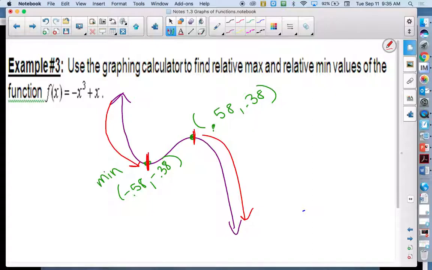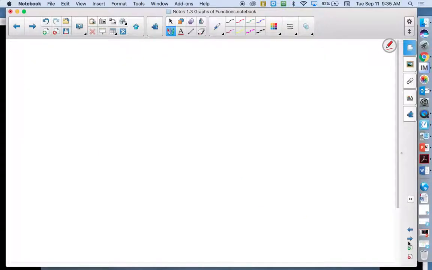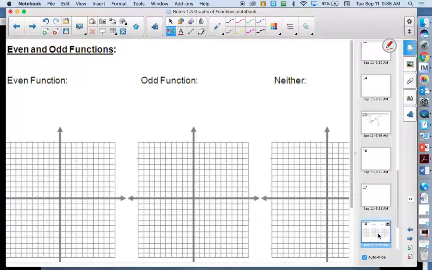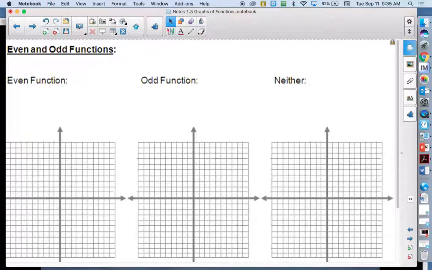So the last thing that we're going to do then is talk about functions being even or odd. So we know that numbers are even or odd. If it's an even number, what's the rule about even numbers? Why are numbers even? What makes them even? Yeah, they're multiples of 2, it's divisible by 2, that's why it's even. Odd numbers aren't divisible by 2.